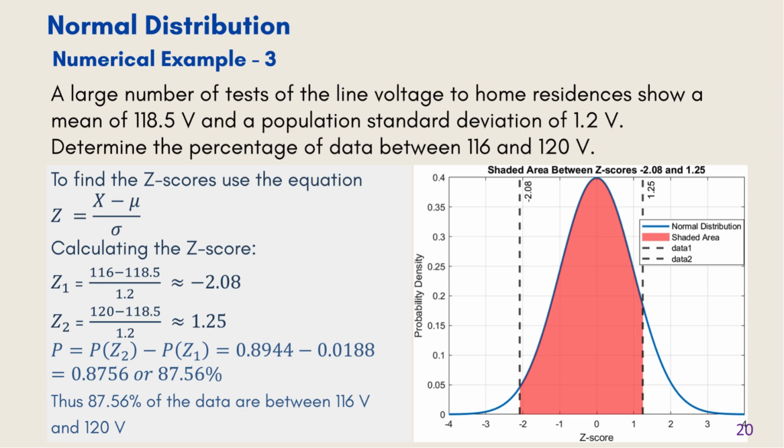This means most home voltage readings will be within 116 volts to 120 volts, demonstrating the predictable nature of normal distribution.